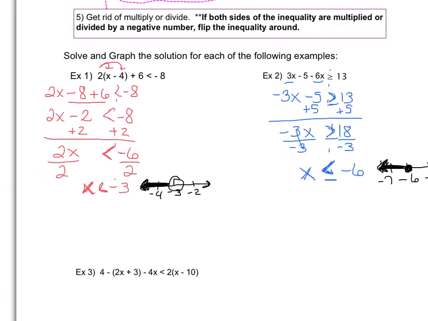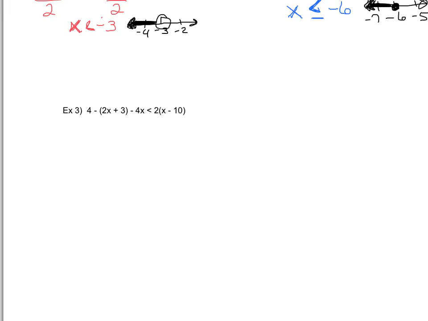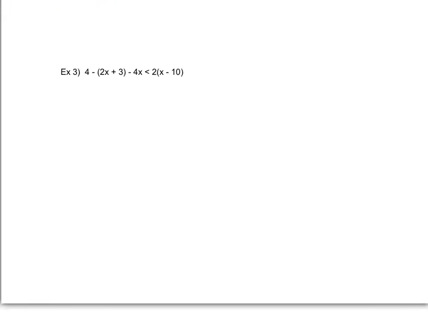Looking at one final example. So I notice on this example, first thing I'm going to have to do is distribute this minus here. And I'm also going to have to distribute this 2 in. So my 4 drops down, and I get 4 minus 2x minus 3 minus 4x is less than 2x minus 20. Now I can combine like terms on each side.